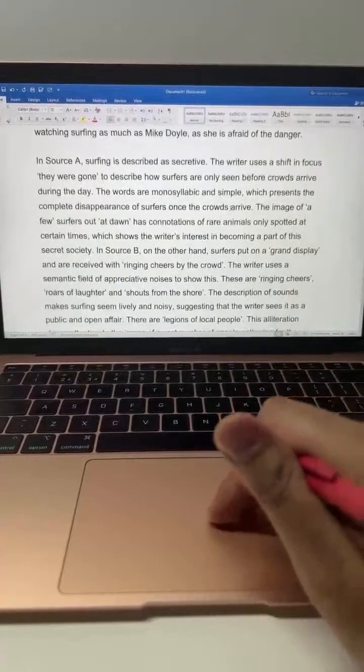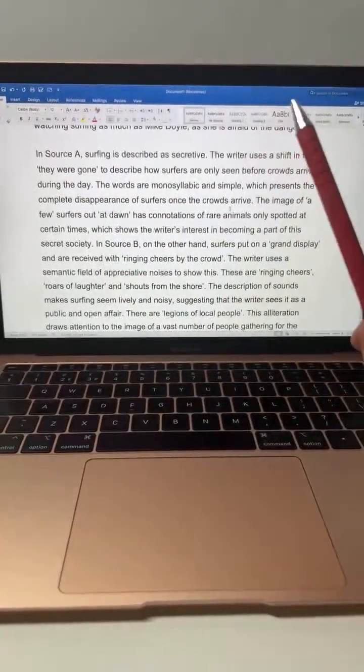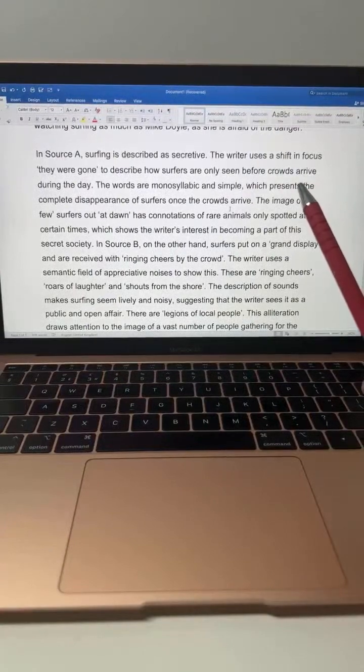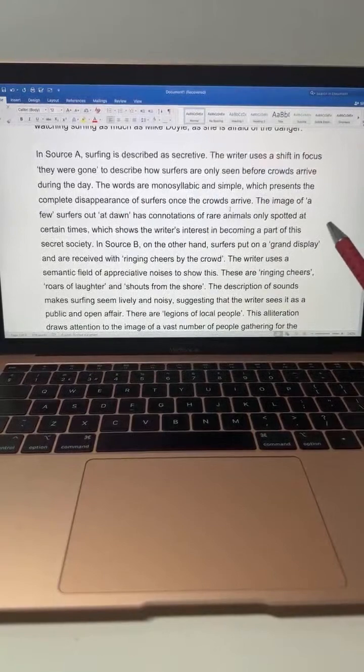Then again, same concept: you apply it and find a different point. By the way, the more points you make, the more likely the examiner is going to award you higher marks. So this is a top tip for tomorrow. Try to come up with additional points, because these additional points you make will give you top marks.